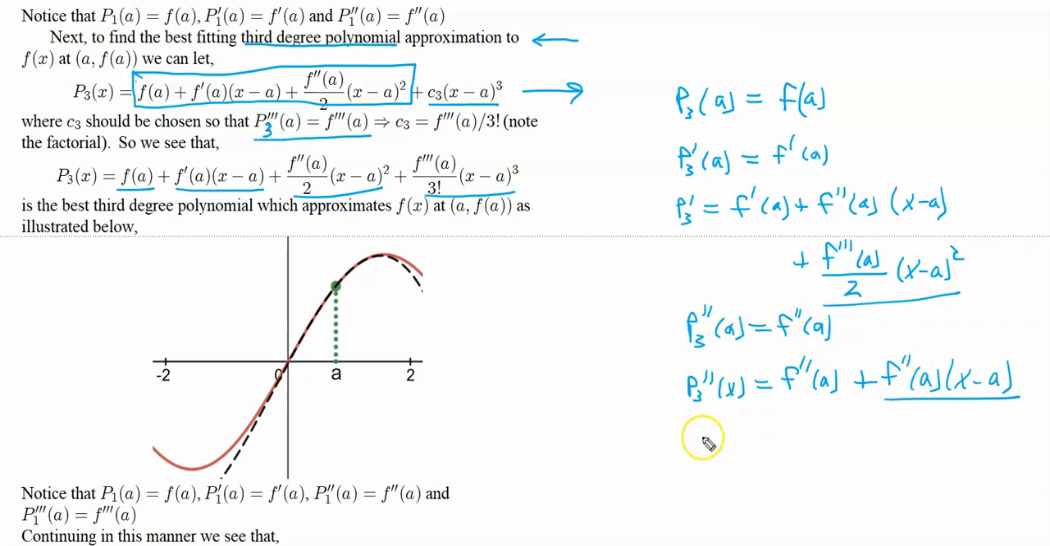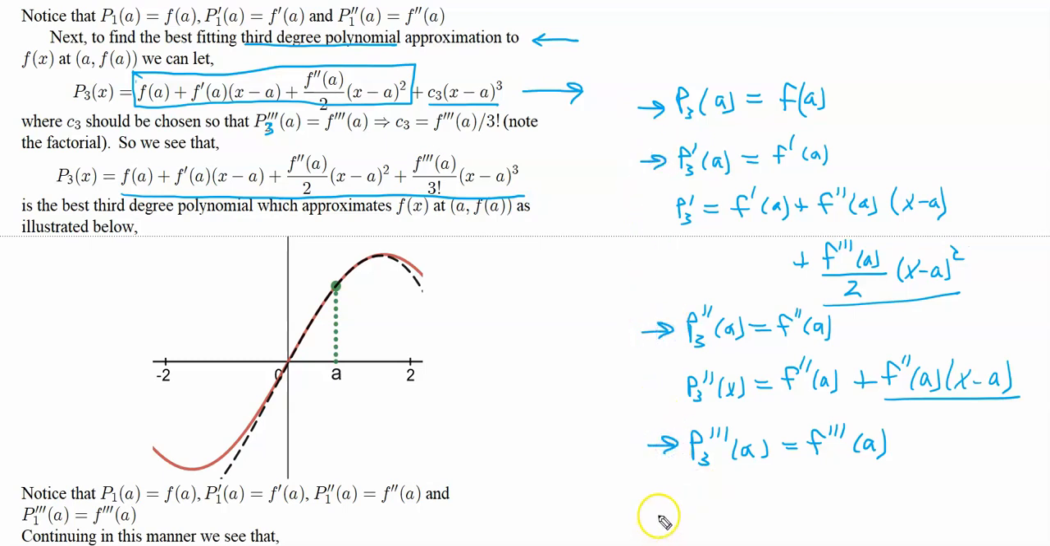And then as for the third derivative, well, we see we designed P3 so that the third derivative does satisfy this right here. And so we have P3 triple prime of a does indeed equal f triple prime of a. Okay, so the important thing to remember here is that this polynomial right here is designed so that this holds, this holds, this holds, and this holds.